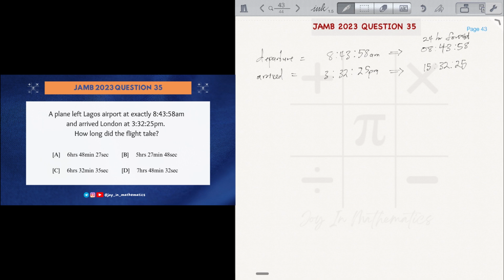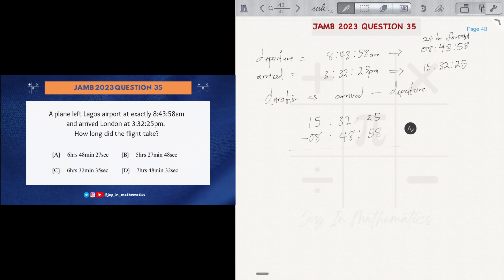So the next thing to do is to subtract the departure from the arrival. So the duration of the flight is simply arrival in 24 hours minus the departure. So let's do that together. 15 hours 32 minutes 25 seconds, when we are subtracting 8 hours 43 minutes and 58 seconds.